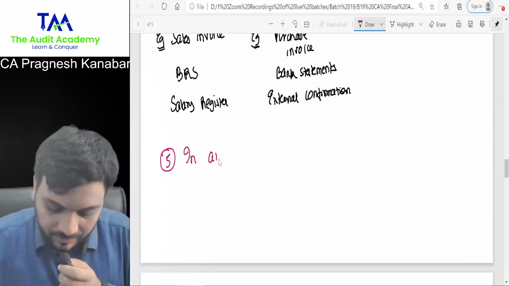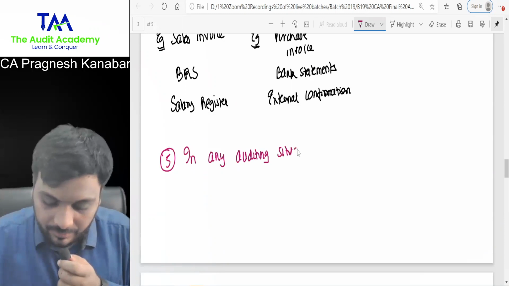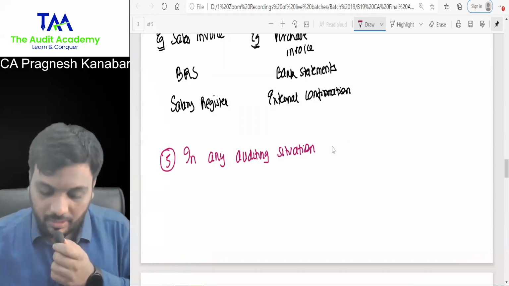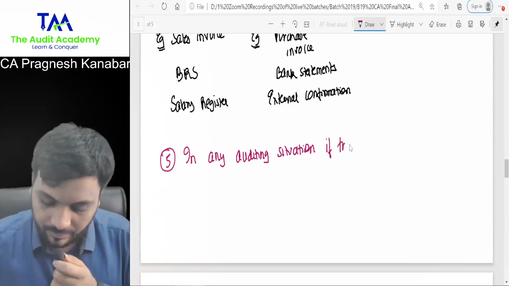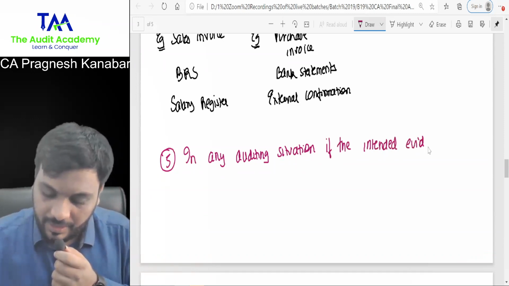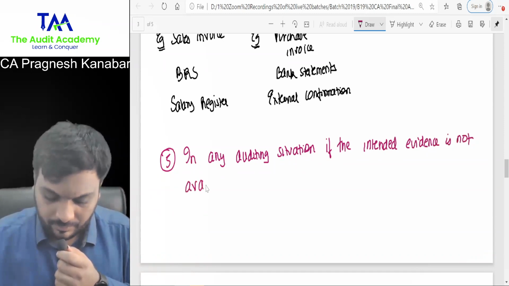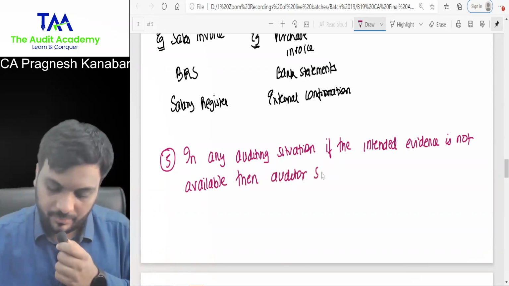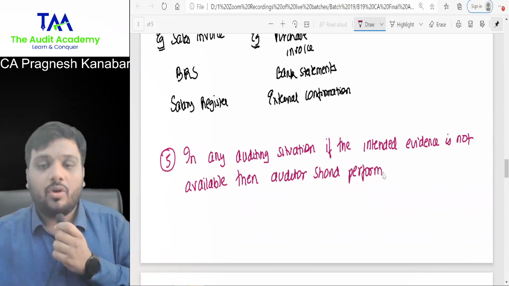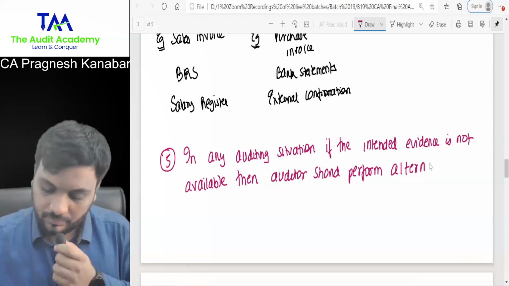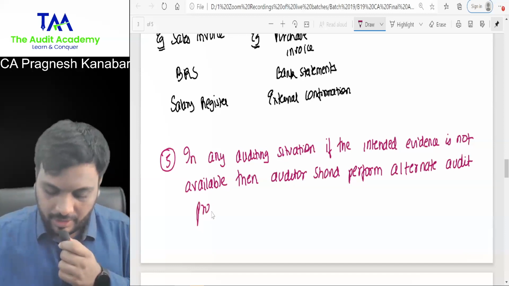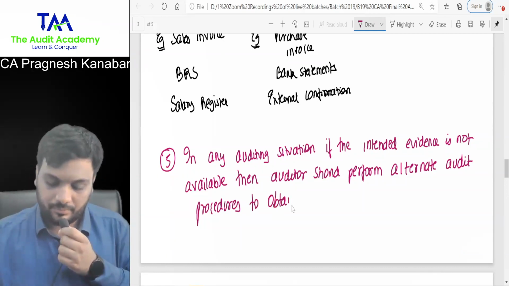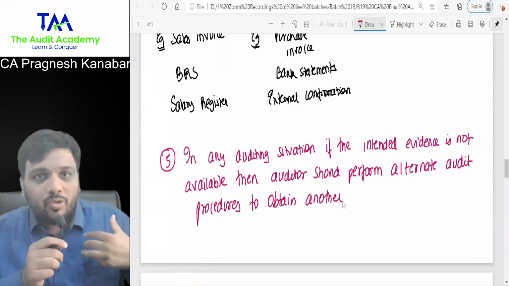Please write down. In any auditing situation, if the intended evidence is not available, then the auditor should perform alternate audit procedures to obtain some other convincing evidence.